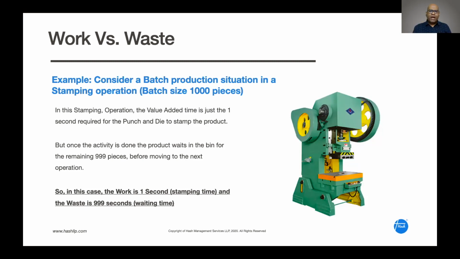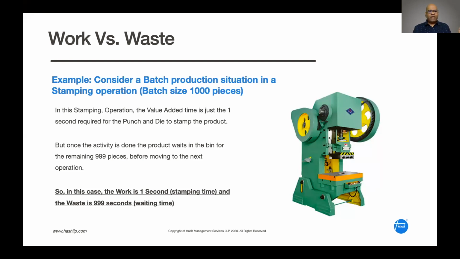So the value adding time is just 1 second. And what happens after that? This particular product goes into the bin, right? And the batch size is 1000 pieces. Now, the remaining 999 pieces have to be completed. Then only this bin will go to the next operation, right?